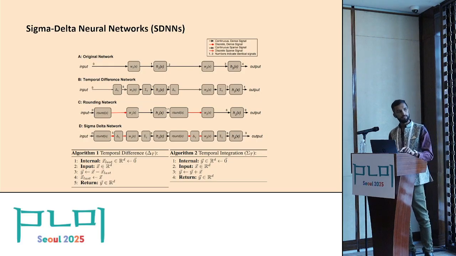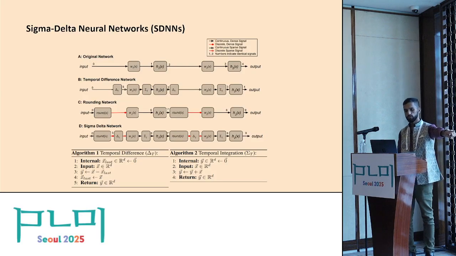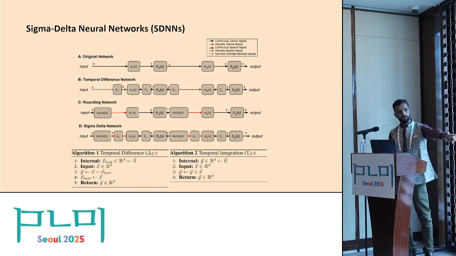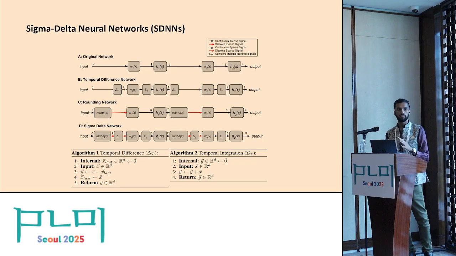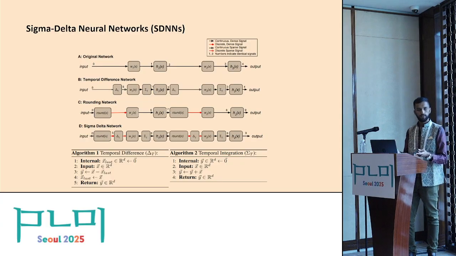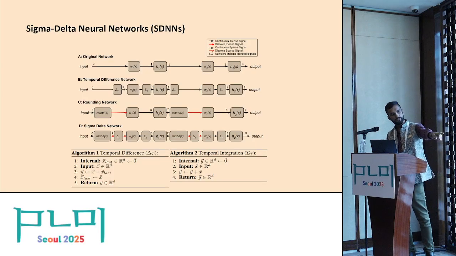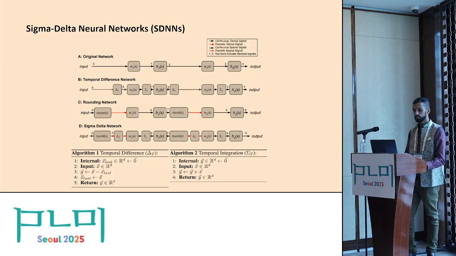You can see here are two algorithms at the bottom, algorithm 1 and algorithm 2, corresponding to delta and sigma. The delta algorithm just computes the difference between two consecutive inputs and reports it, and while doing so it rewrites the previous input with the current input. On the right hand side, the sigma operation is just accumulating the changes over time.